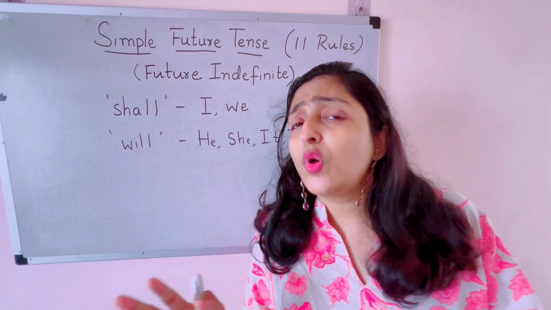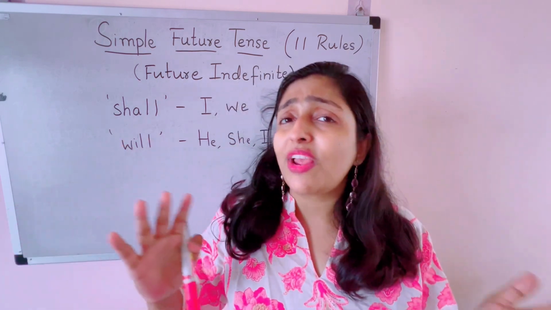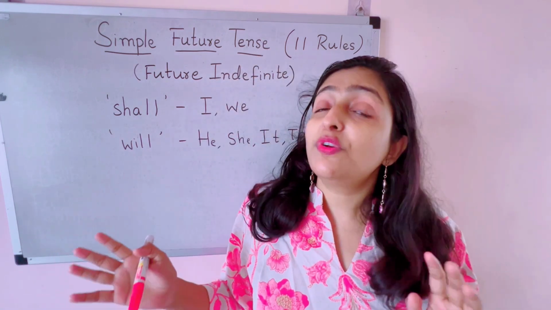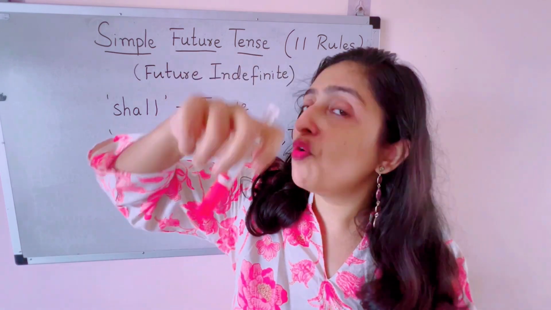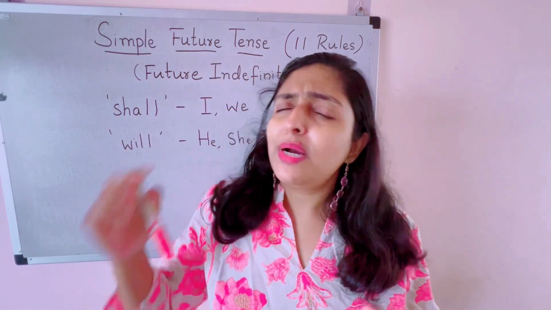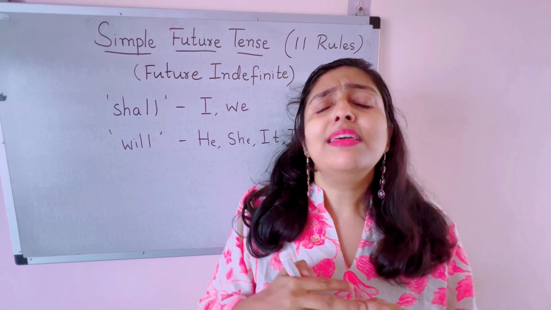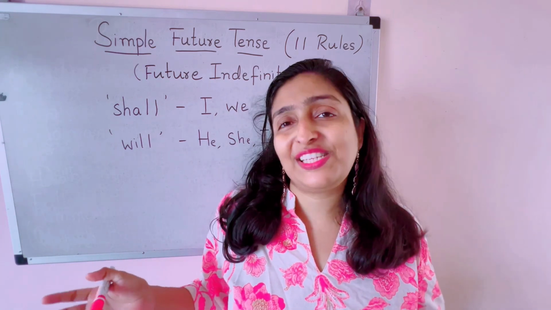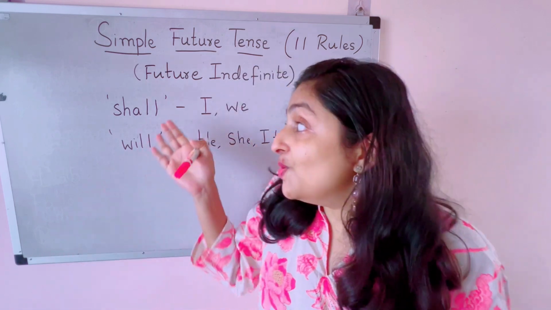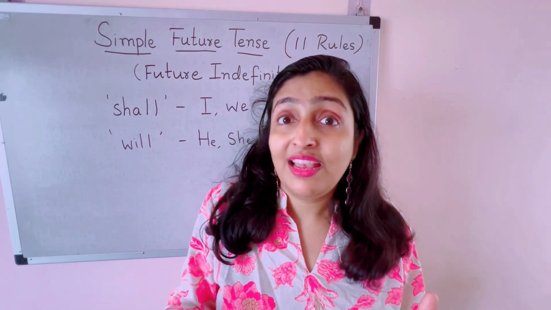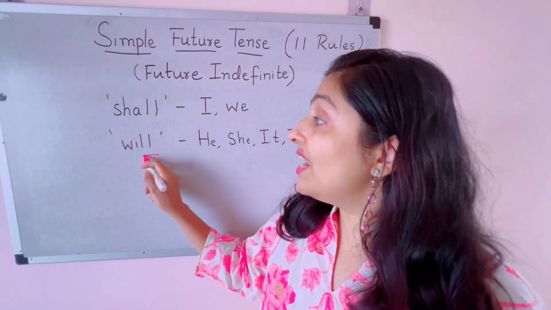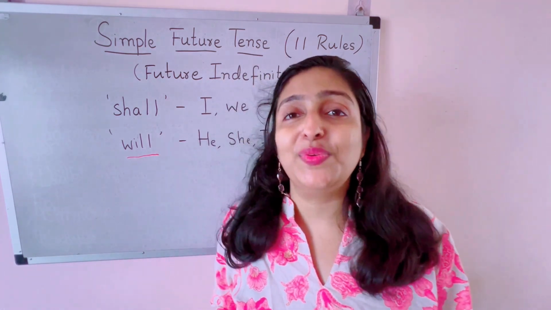So what is the traditional or age-old rule about will and shall? It says that first person pronouns will go for shall and all the other pronouns will go for will. But that's very old, and nowadays we don't even follow that rule. Nowadays grammarians say that we can use them interchangeably. Grammarians also say one more thing, and that is will is more commonly used.